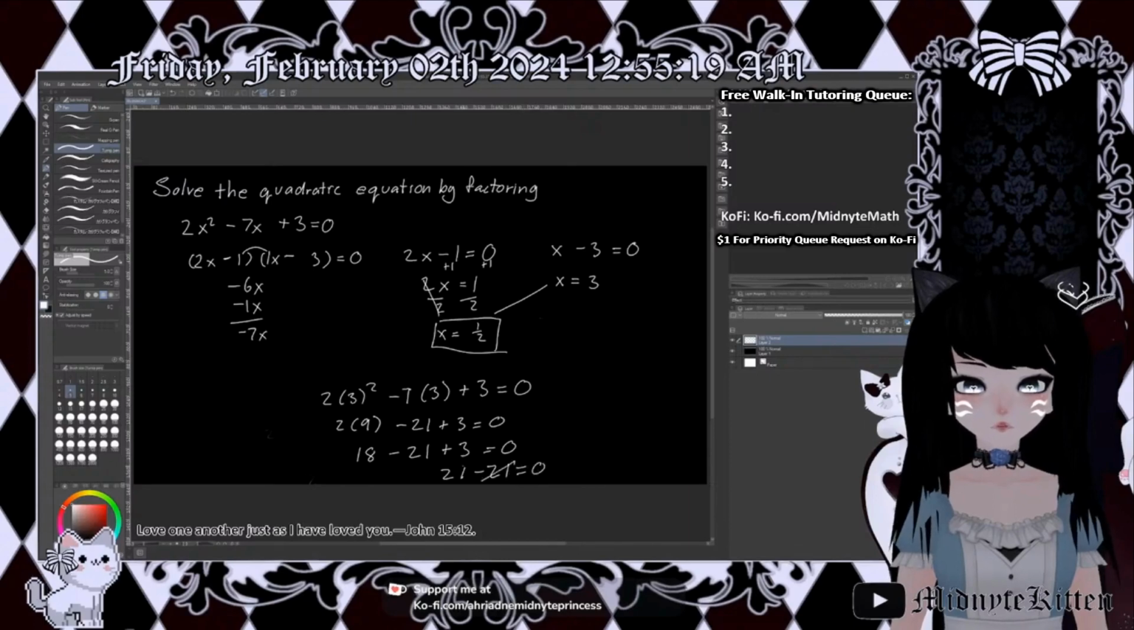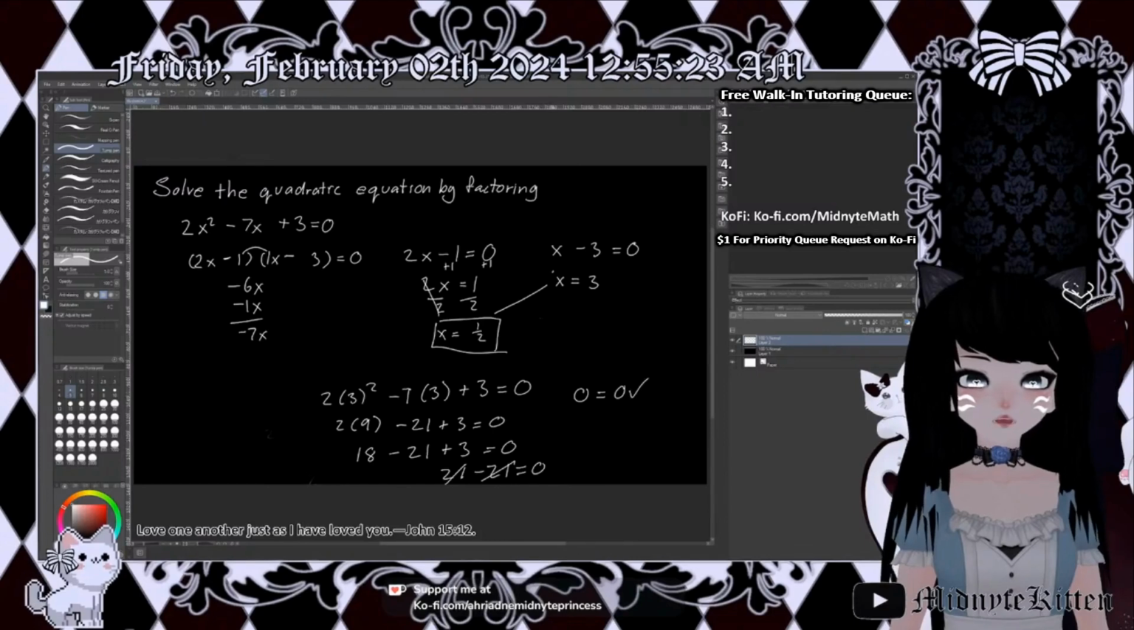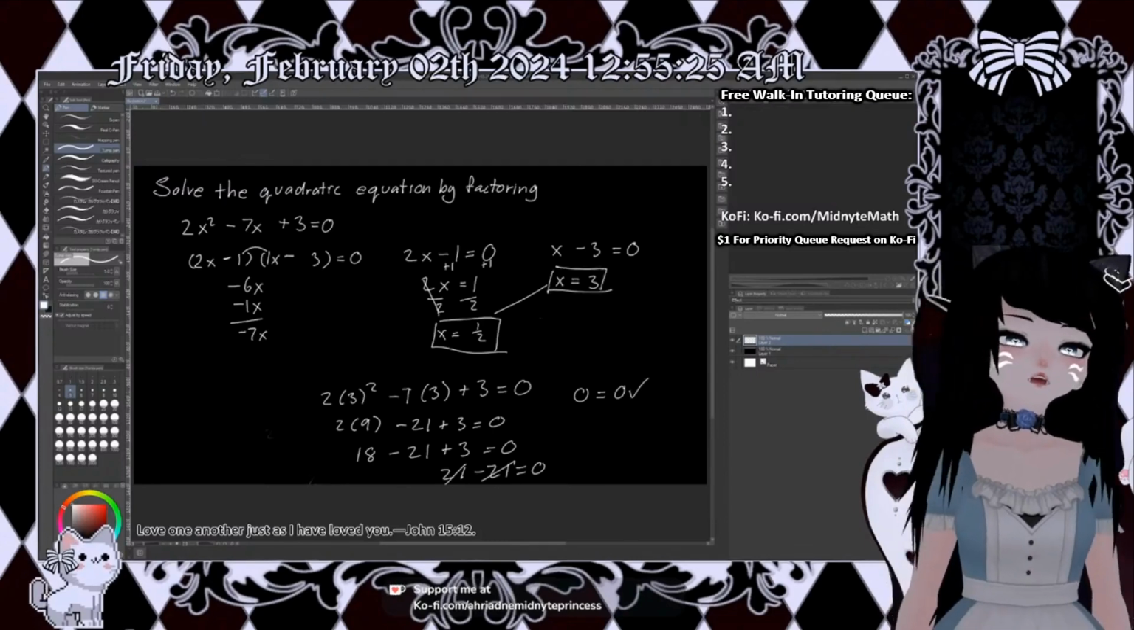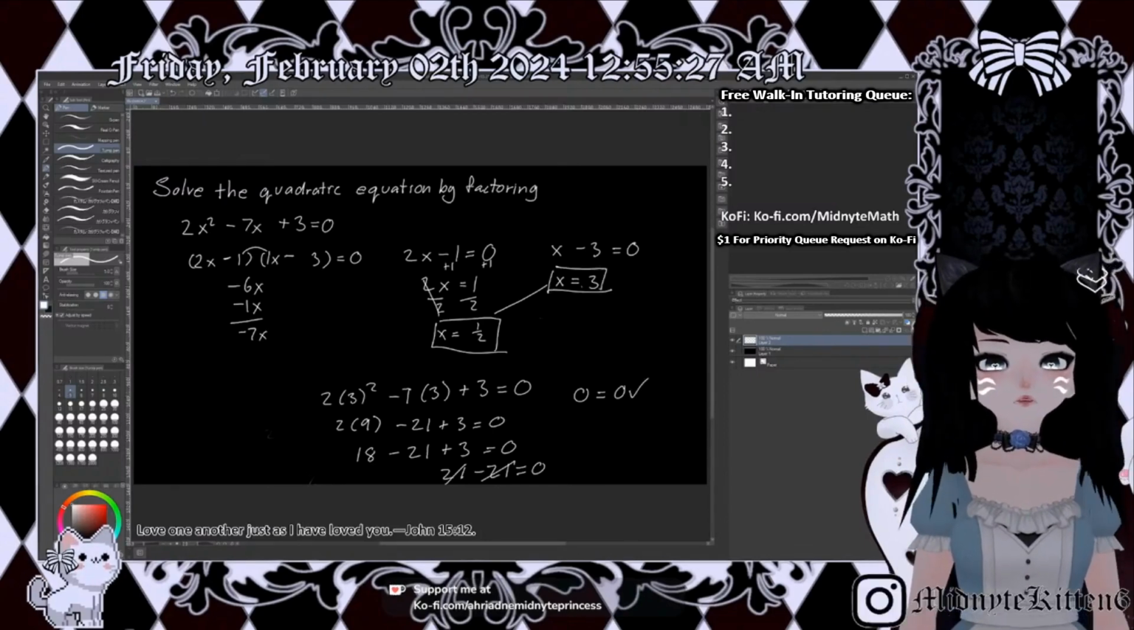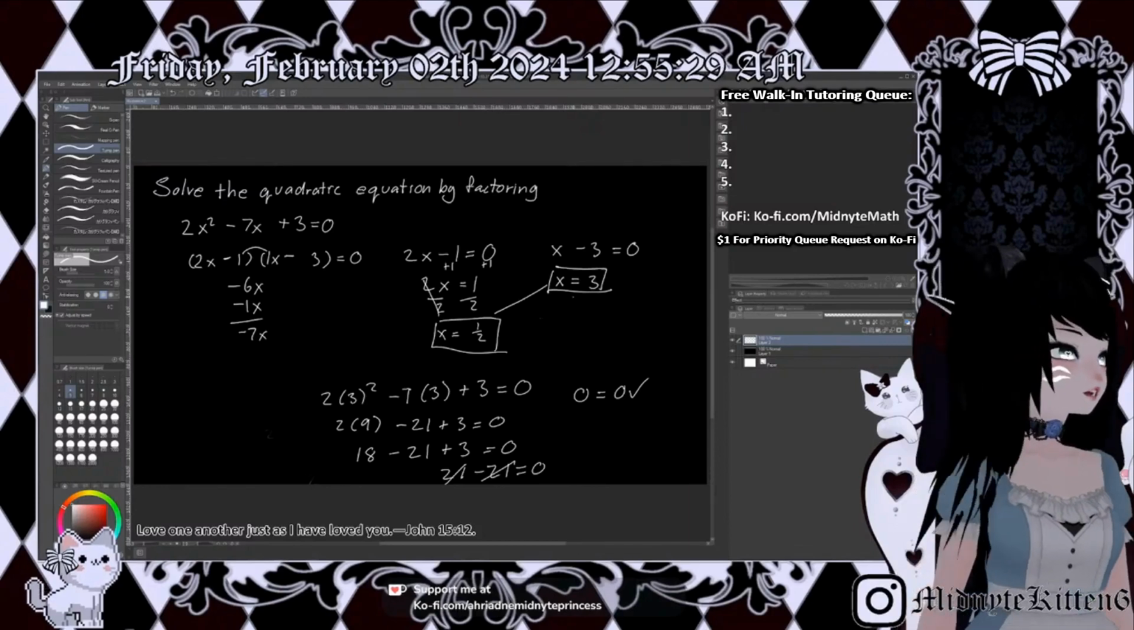These cancel out, so we get 0 equals 0, which checks out. So that means our answer is both x is equal to 1/2 and x is equal to 3.